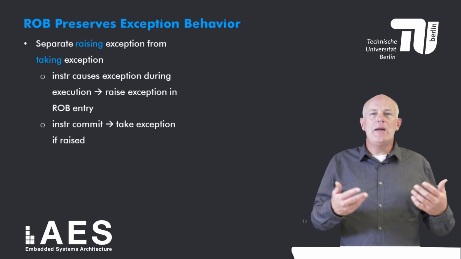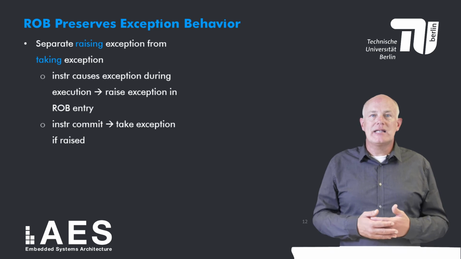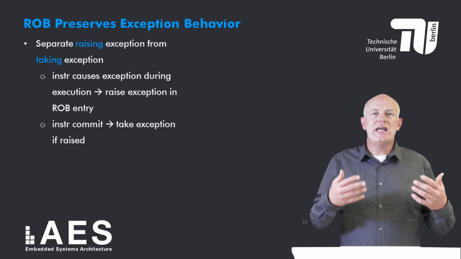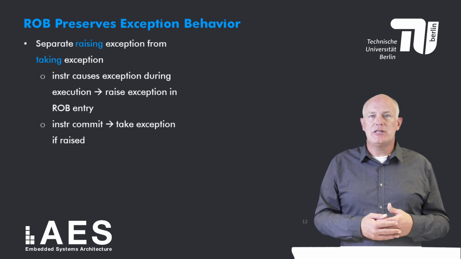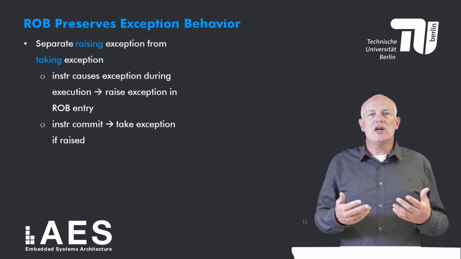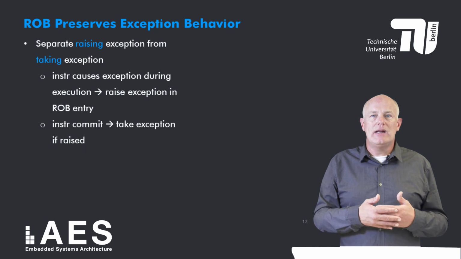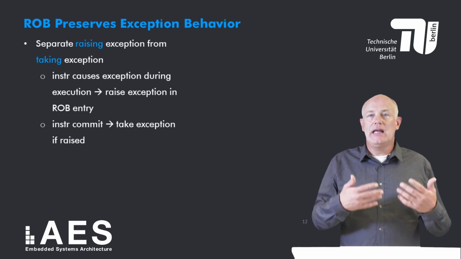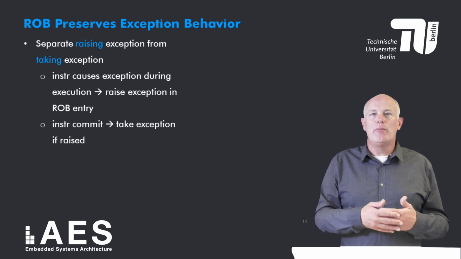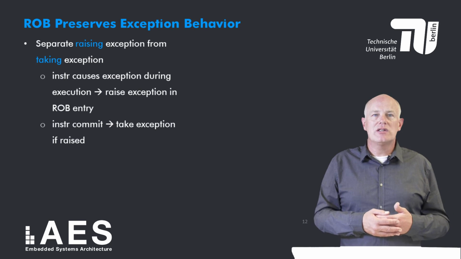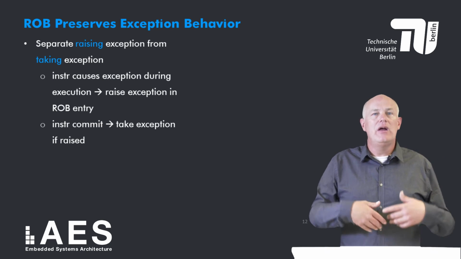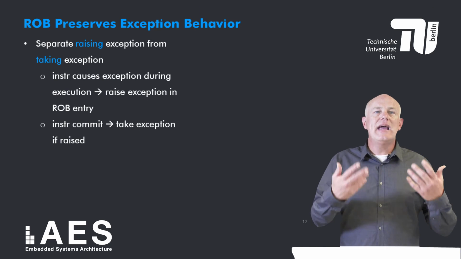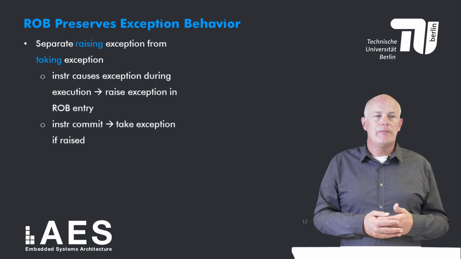In order to dynamically execute while preserving the exception behavior, we need to separate the raising of an exception from taking the exception. That means that if an instruction causes an exception when it is executed, the exception should be raised in the reorder buffer entry that contains the instruction. Thereafter, when the instruction reaches the head of the reorder buffer and is ready to commit, we take the exception if it has been raised.